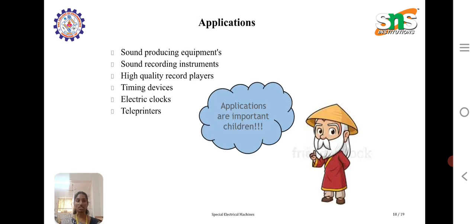Coming to applications, these are used in sound producing equipment, sound recording instruments, high quality record players, timing devices, electric clocks and teleprinters. So in this video, we have clearly discussed the operation of the hysteresis motor along with the types of hysteresis motor, advantages, disadvantages and applications.